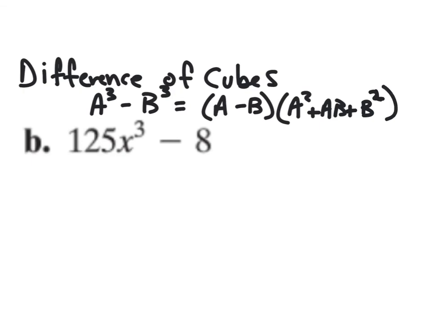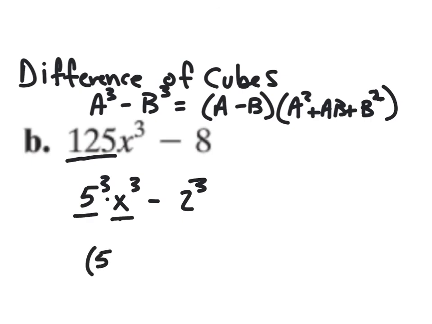Okay, so as a result, what I want to do is look at these numbers. Now, this is a little bit weird, but 125 is a perfect cube. I'm going to rewrite this as 5 cubed times x cubed. And then minus 8 is also a perfect cube, and I'll rewrite that as 2 cubed. Okay, so once I've done that, if I have something cubed times something else cubed, I'm going to rewrite that as 5x quantity cubed minus 2 cubed.